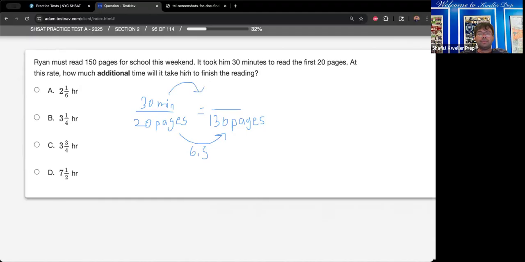So you do the same thing here. 30 times 6.5. 30 times 6 is 180. 30 times 0.5 is 15. So 180 plus 15 is 195 minutes. And you know that 60 minutes are in 1 hour. So 195 minutes divided by 60. 195 divided by 60 is going to be 3 and 1/4. So the answer should just be B. Again, this is just a simple ratio question.